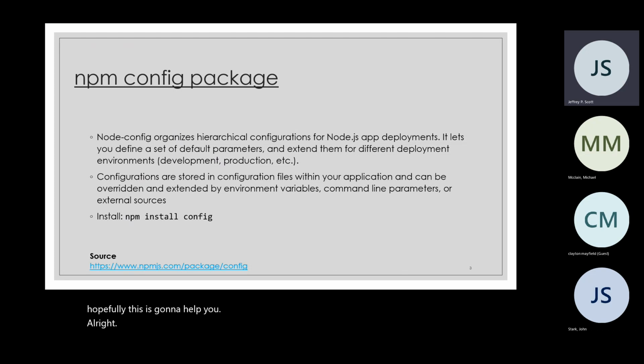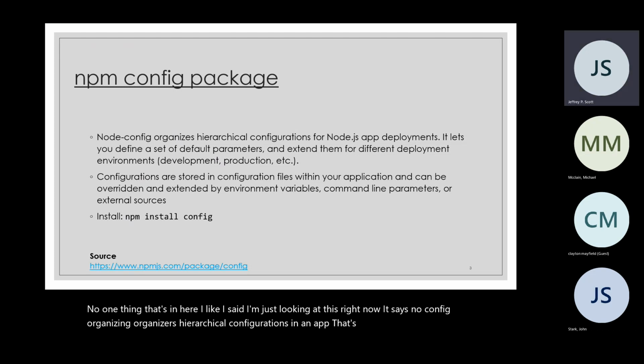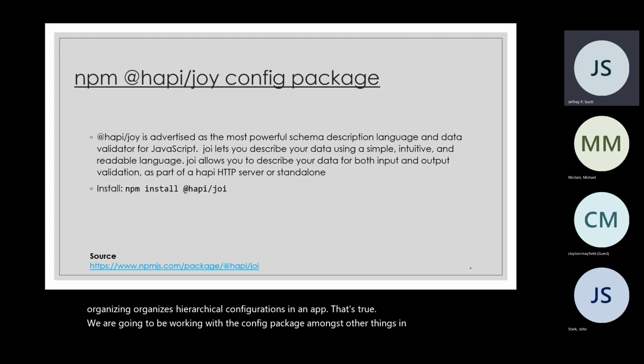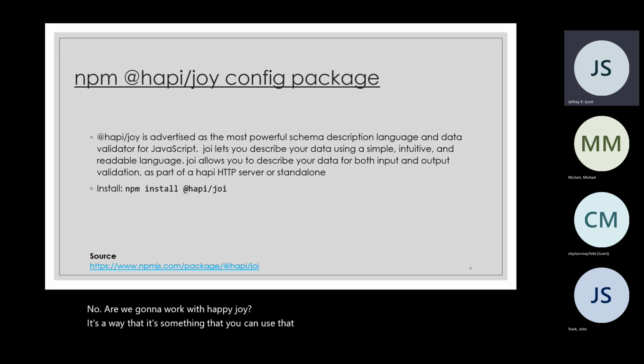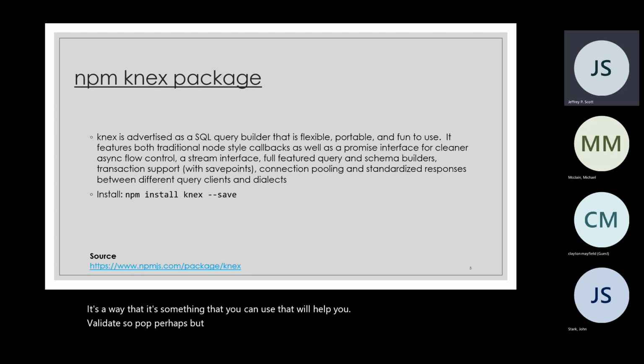Now, one thing that's in here, like I said, I'm just looking at this right now. It says node config organizes hierarchical configurations in an app. Yeah, that's true. We are going to be working with the config package amongst other things in here. All right. Now, are we going to work with Happy Joy? It's something that you can use that will help you validate. So perhaps, but I'm not going to promise it one way or the other.